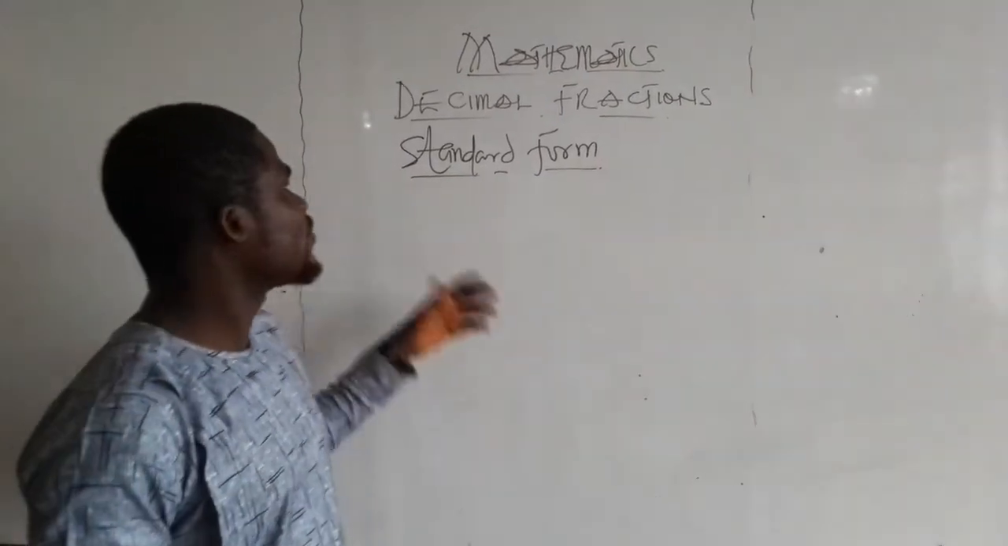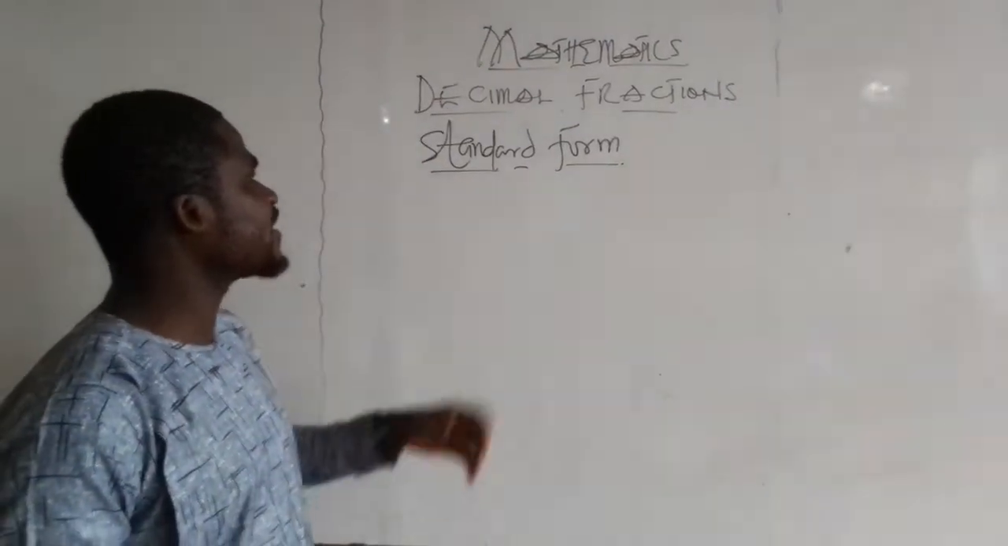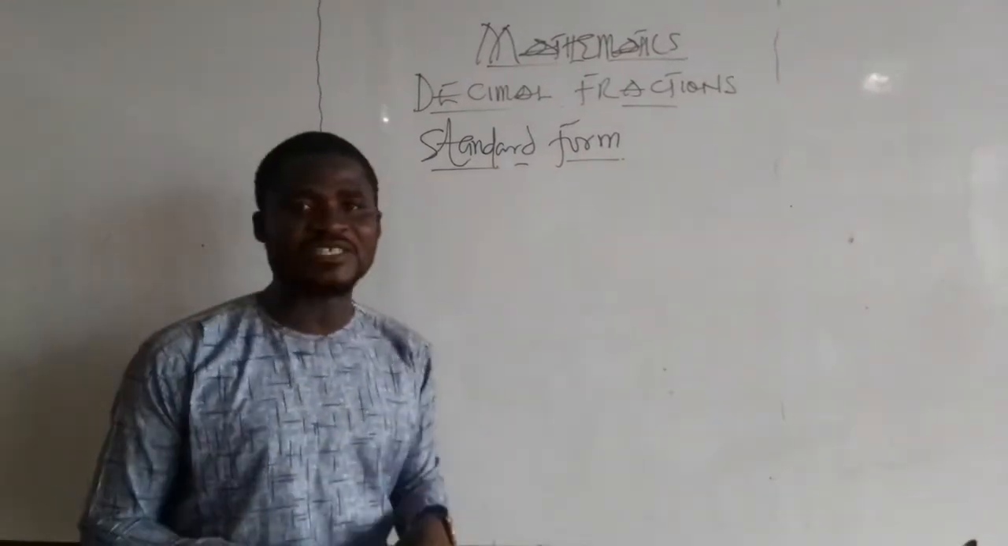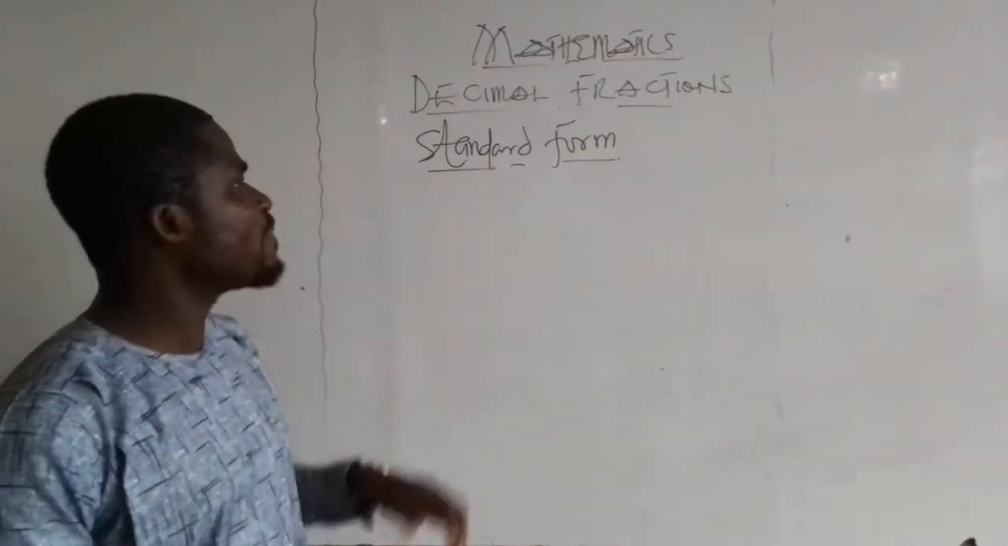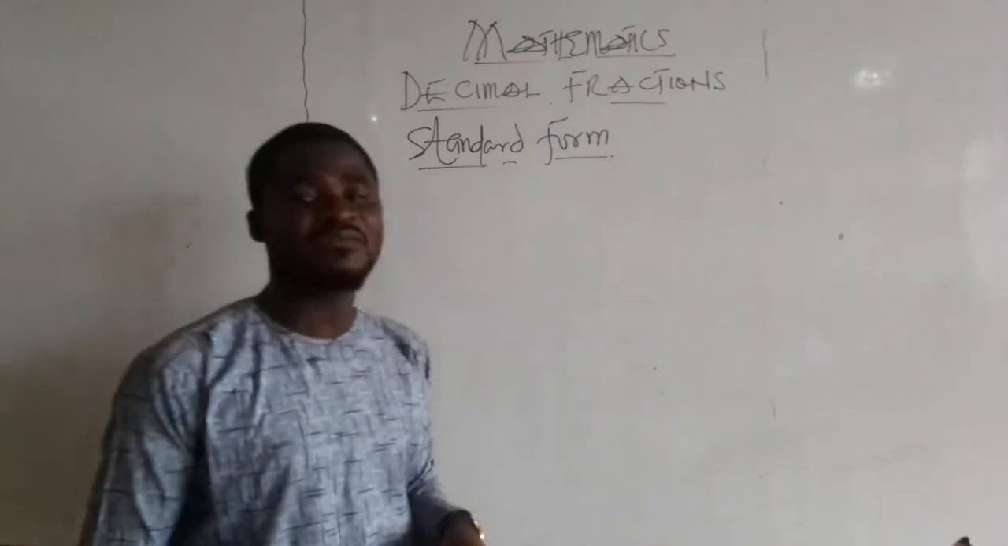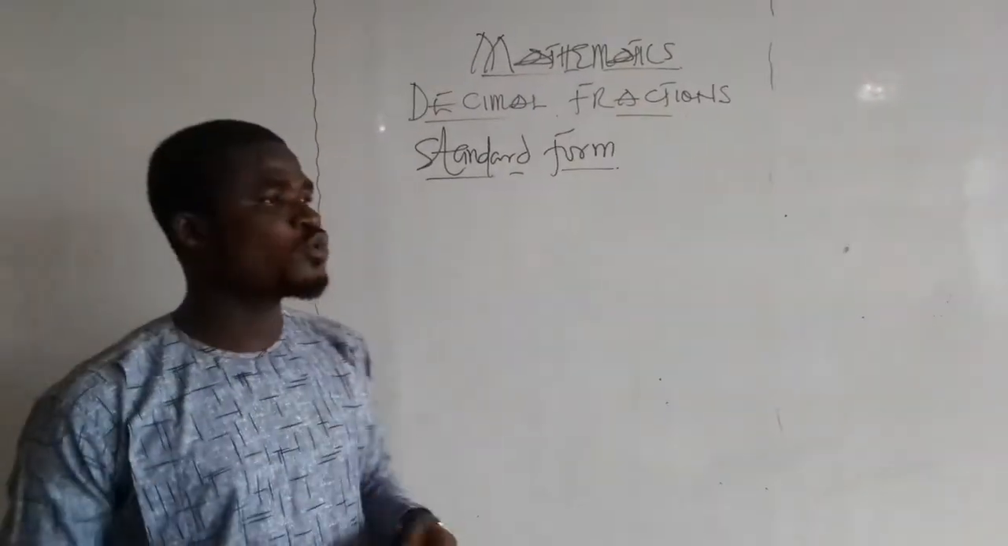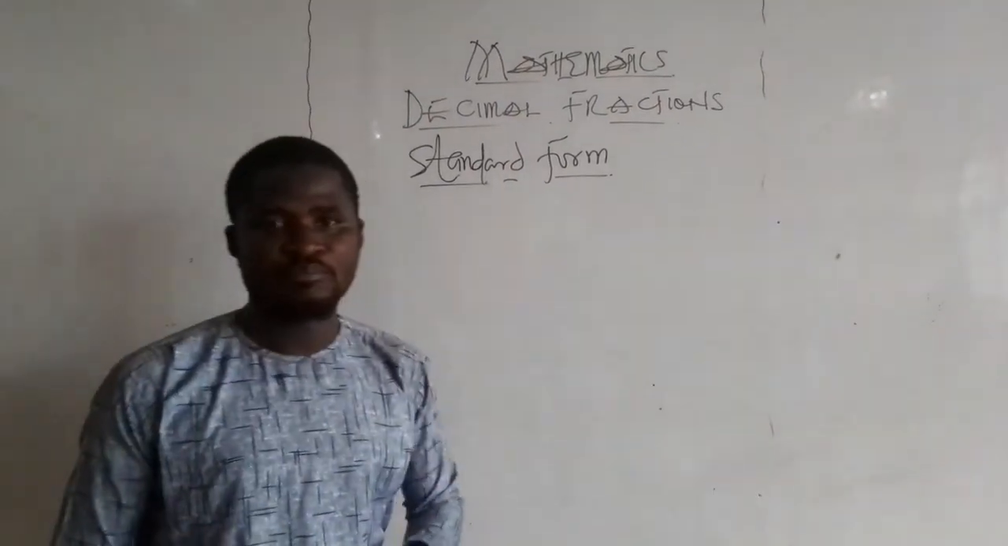Now, tonight we are going to look at decimal fractions. We are still on decimal fractions. We have done decimal places. We have done significant figures. And today we are going to look at standard form.